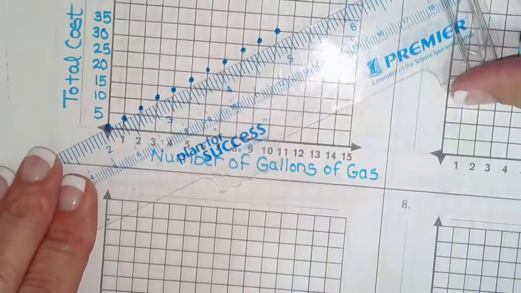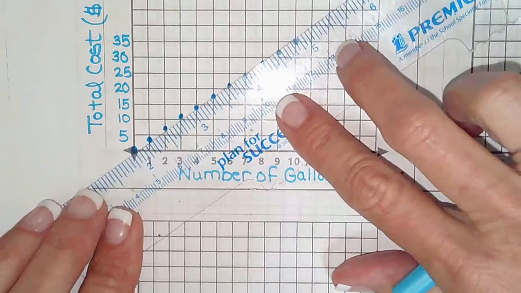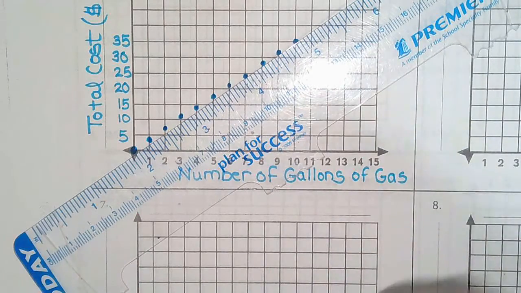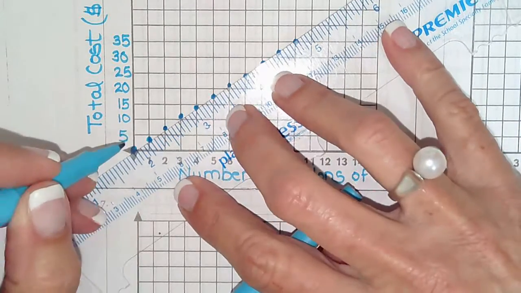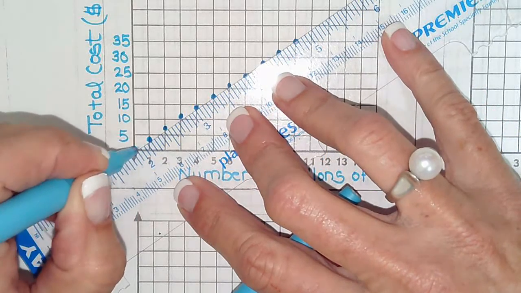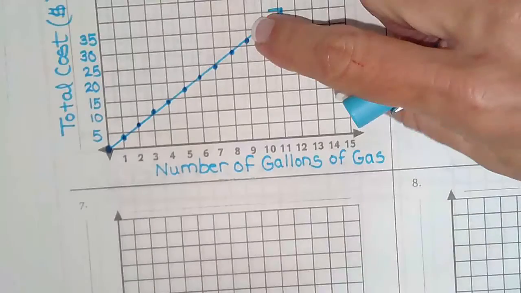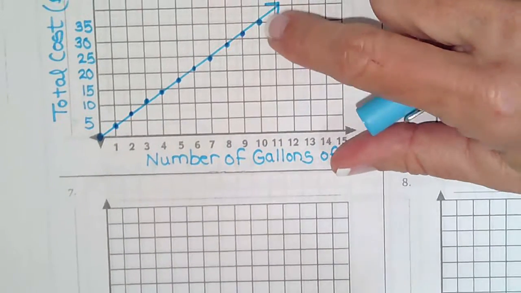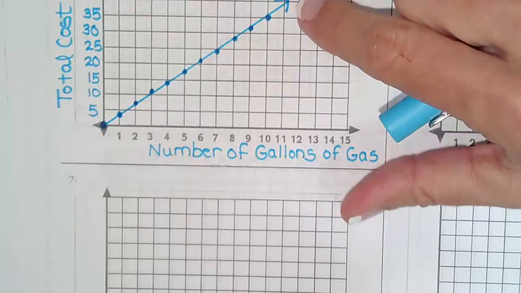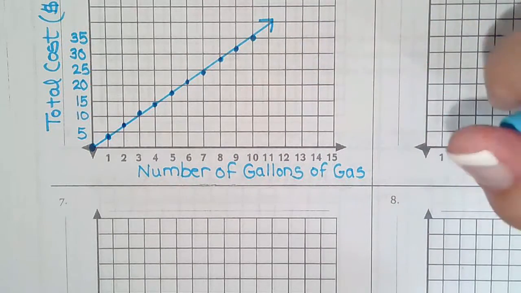So, you are required to use a straight edge when you're drawing lines. So, get out your straight edge and we're going to draw a line starting at 0 and going on for however many gallons we buy. So if we could only buy 10, if our tank only held 10 gallons, let's say, then we would have stopped. But at this point, we don't know, so we can buy as much as we want.